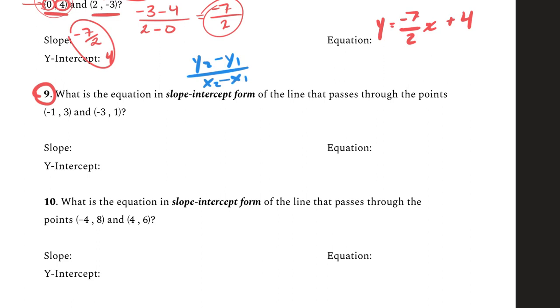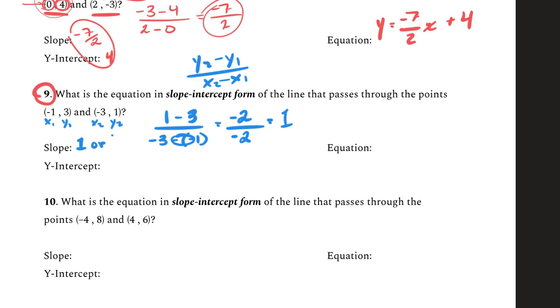Okay. So hopefully we're getting good at labeling these. x1, y1, x2, y2. So y2 is 1 minus y1, which is 3, over x2 is -3, minus x1 is -1. 1 minus 3 is -2 over -3 plus 1, right? So that's going to be -2. Okay. Should we leave our slope like that? No, I don't think we should. -2 over -2, that just simplifies to 1, right? So our slope is 1. Or how else could we write it? We could write it as 1 over 1 because we typically think of slope as a fraction.